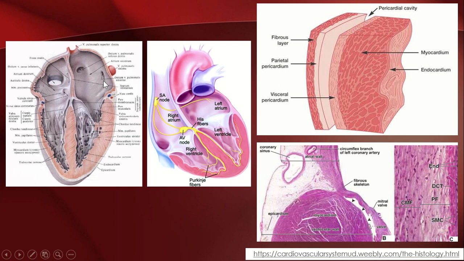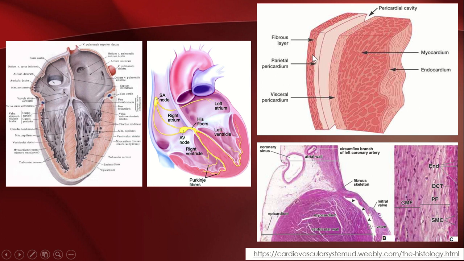First, let me recall the anatomy of the heart. As you know, the human heart has four chambers, two atria and two ventricles. Here you see the left side of the heart and the right side, and between the atria and the ventricles are the valves, and between them are the septa, the interventricular septum and the interatrial septum. Here you see the schematic diagram of the wall of the heart, which consists of three layers: the endocardium, which is a very thin layer, the myocardium, and the epicardium, which is the pericardium.